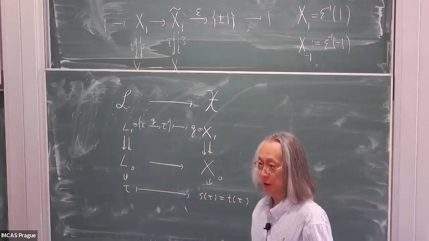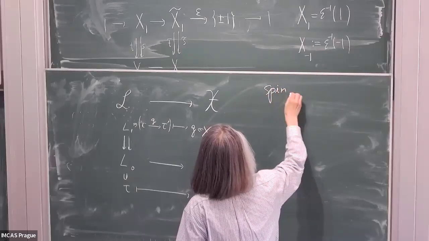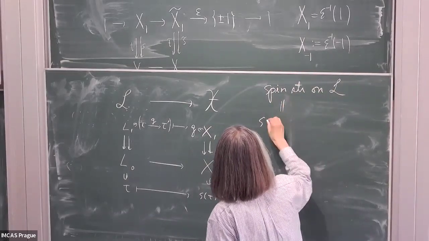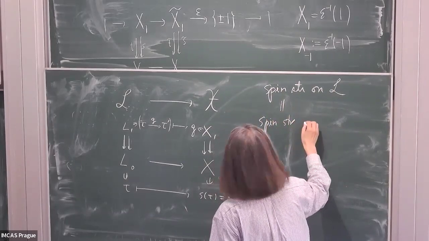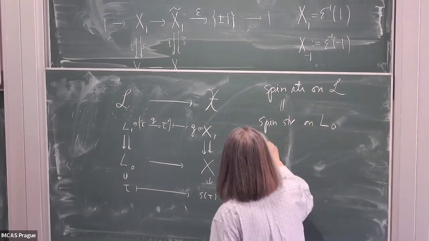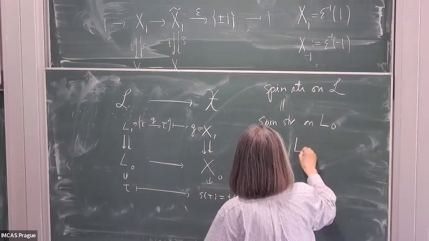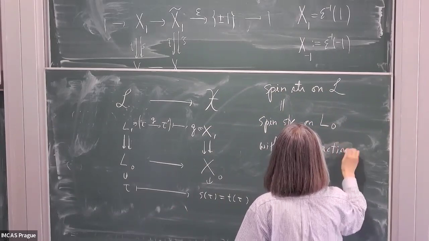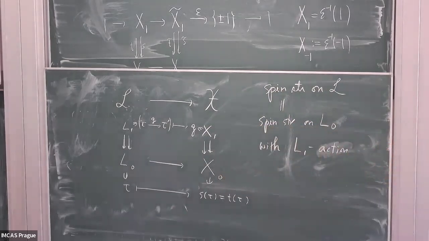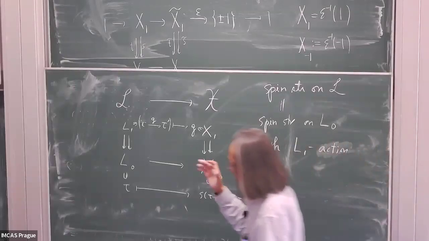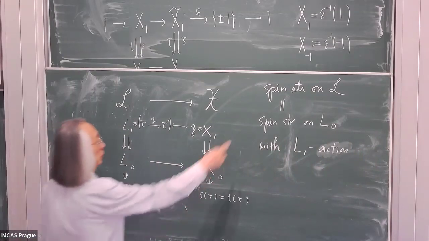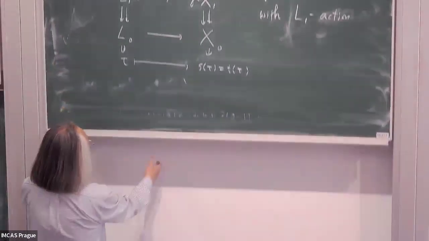So now the spin structure here. The spin structure on this L is just the spin structure on L0 with this L1 action. L1, yes, L1 action. So this is the same thing. So if we want to consider some object over this groupoid, then this geometric object is an object over the space, an object on which this space of morphisms acts. So this is okay.